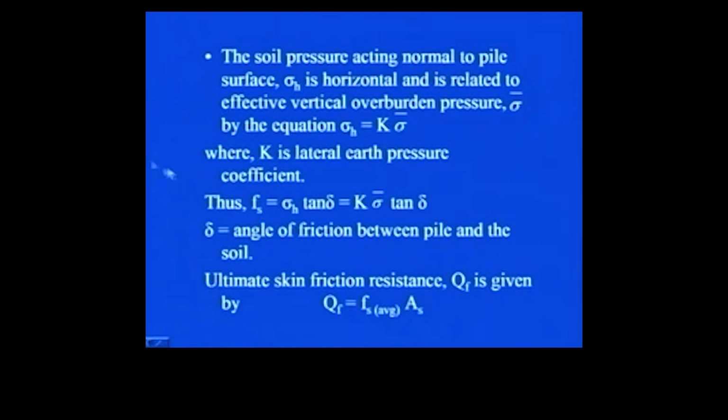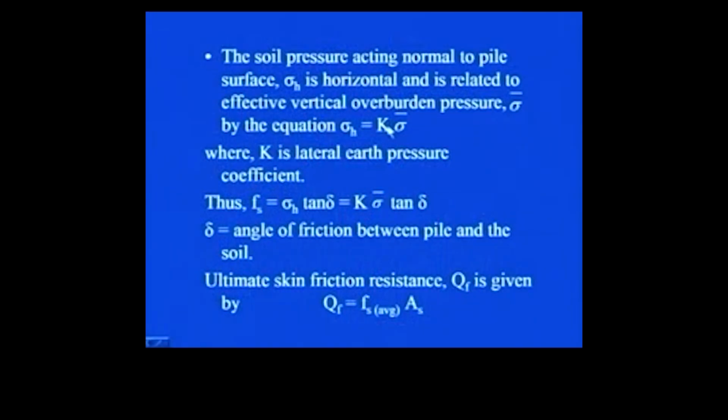I hope you remember that when we were discussing lateral earth pressure theories, we discussed how you can find out the horizontal stress corresponding to the vertical stress at any particular depth z. That is exactly what we are doing here, where k is the lateral earth pressure coefficient. You simply multiply this k by the effective vertical overburden pressure and you will get the horizontal soil pressure acting at that particular depth.